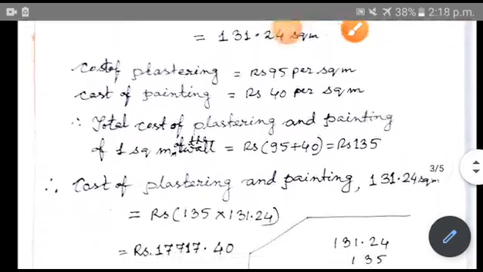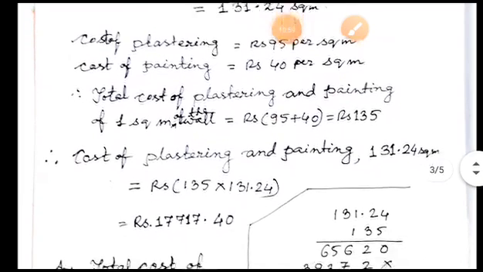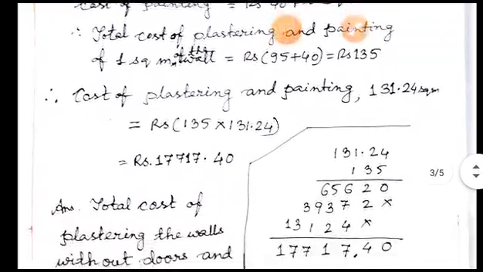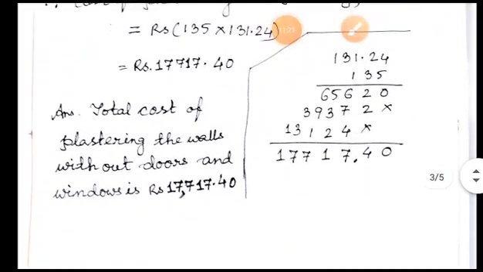So you are multiplying 135 into 131.24, and after multiplying you are getting rupees 17717.40. Alright, the multiplication has been shown in the rough. So the total cost of plastering and painting the walls without doors and windows is rupees 17717.40. This is the answer.